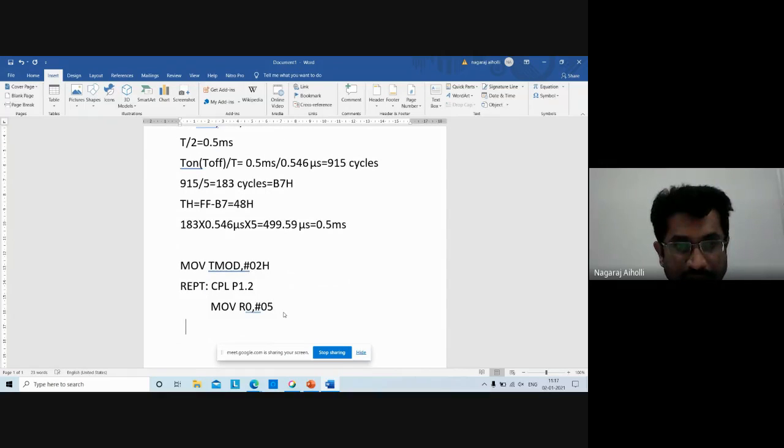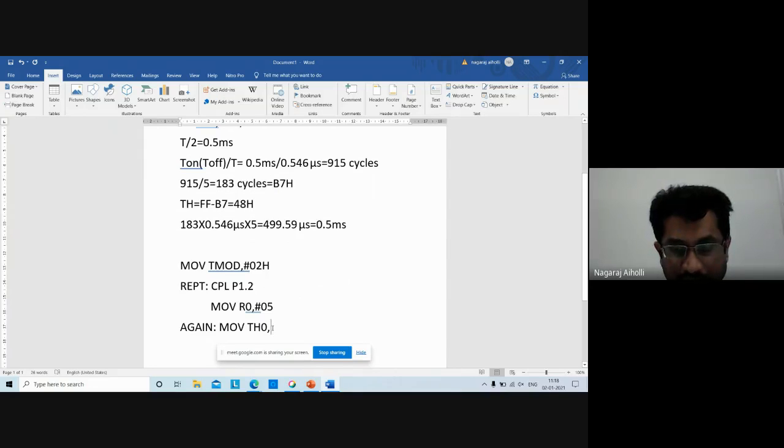MOV R0, #05. Then we have to now use it as a timer. So move the starting value. What is the starting value we have to store? MOV TH0, #48H. This is the starting value. 48, if you store, it counts for B7 number of times. That is 183 counts from 48 till FF. It makes 183 counts or B7 counts.